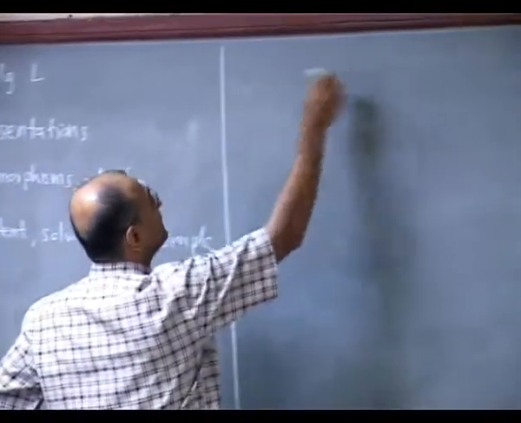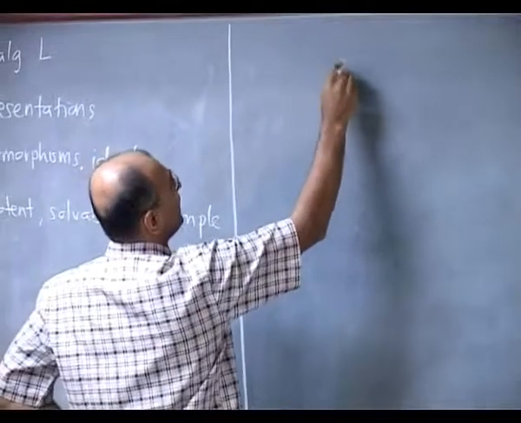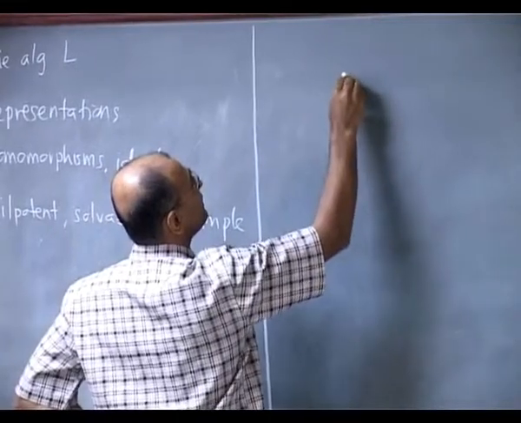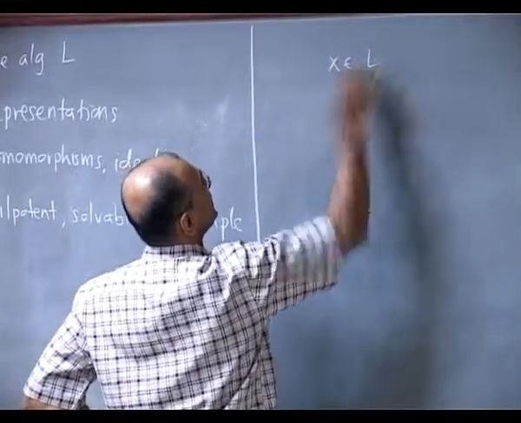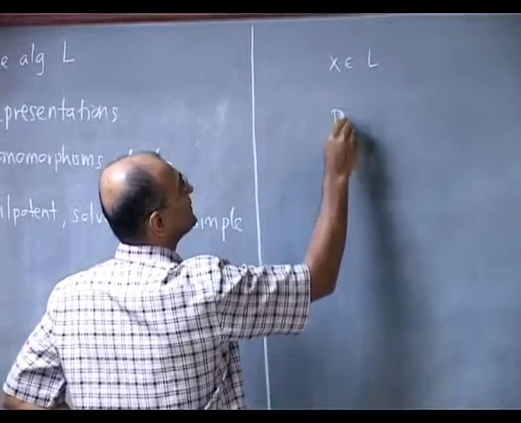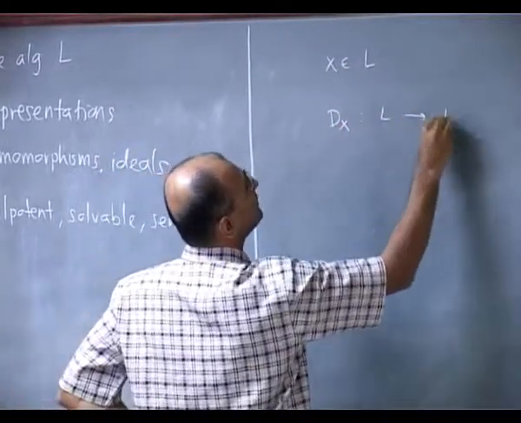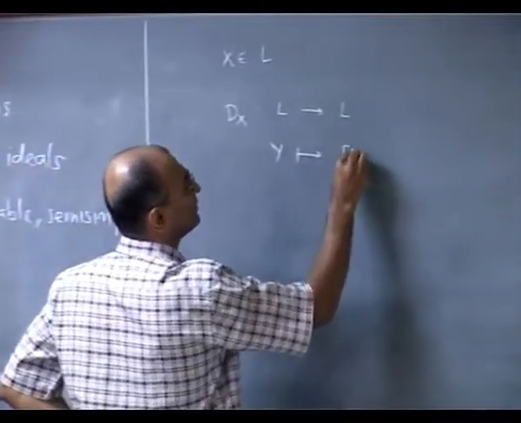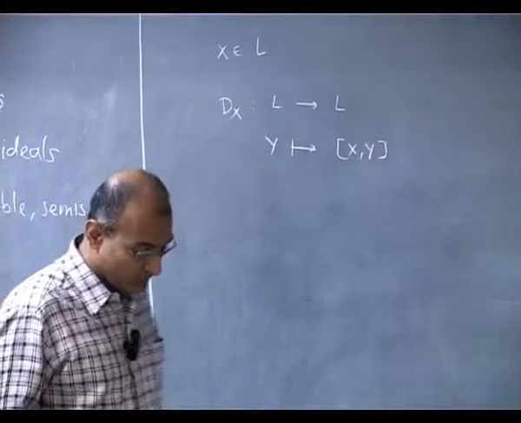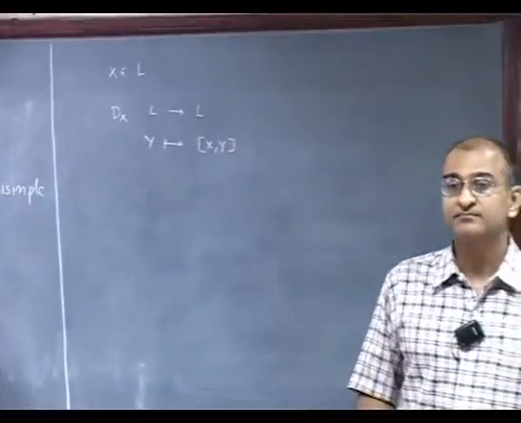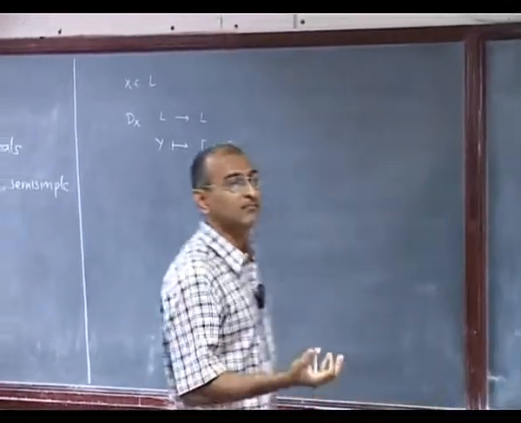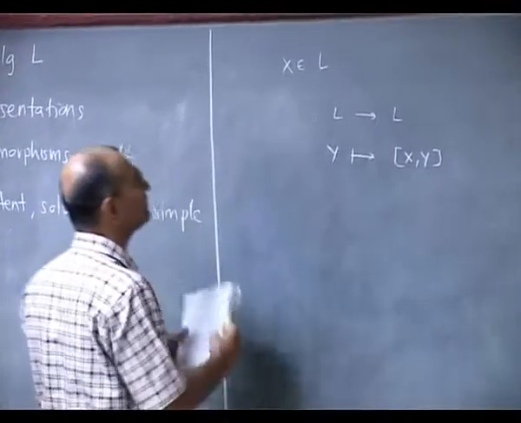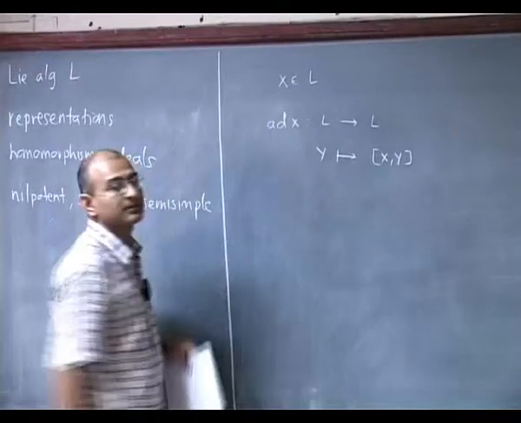So let's recall the Jacobi identity. And the Jacobi identity says the following. So if I have x, which is an element of the Lie algebra, then I define this operator dx, which is from L to L, which takes any y and sends it to the bracket. And so the Jacobi identity says that this operator is a derivation, correct. So I will just change the notation slightly. Instead of d for derivation, I will call this ad x.